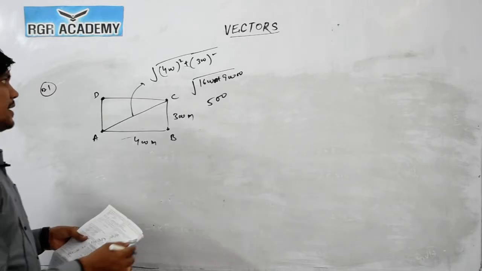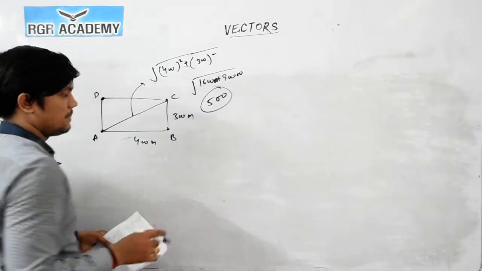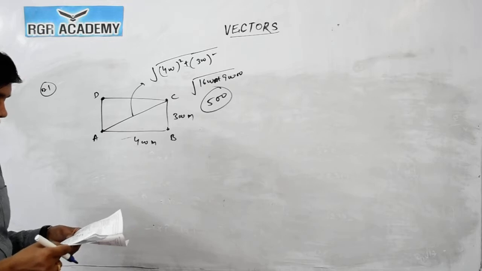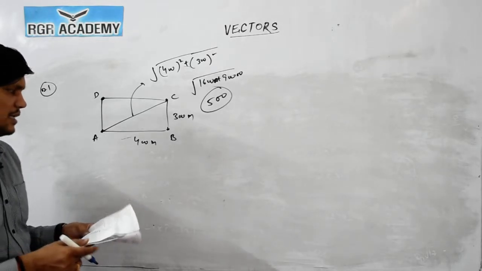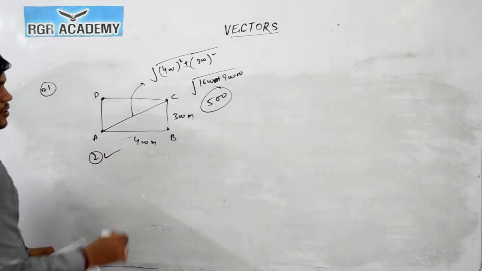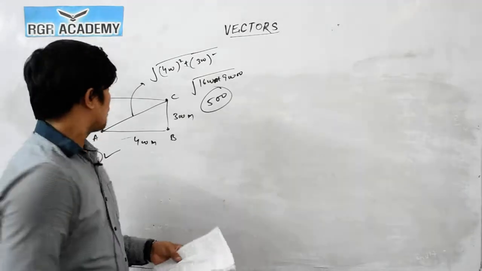They are asking for the incorrect statement. The first option says the displacement is 500 meters, and the second option says the displacement is 700 meters. So the second option is the answer, because they are asking for the incorrect option. Now question number 22.